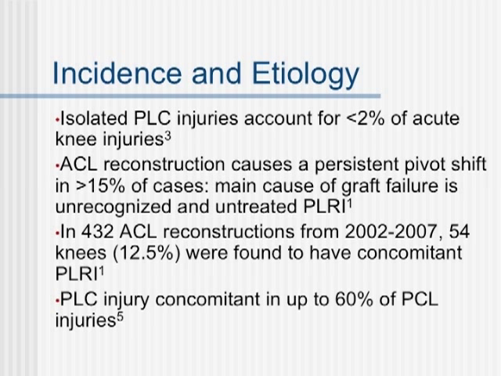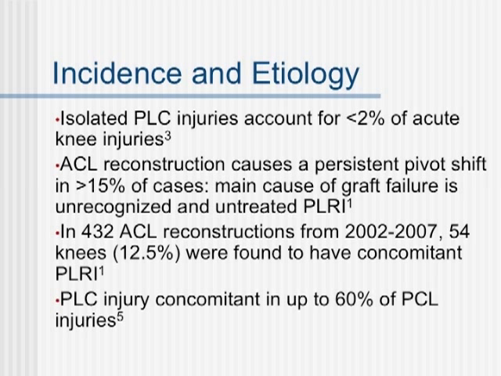Incidence and etiology. It's important to note clinically that isolated PLC injuries account for less than 2%. I believe the number is 1.6% of acute knee injuries. ACL reconstruction causes a persistent pivot shift in greater than 15% of cases. The main cause of graft failure is unrecognized and untreated posterolateral rotary instability, which makes this topic so important for us.